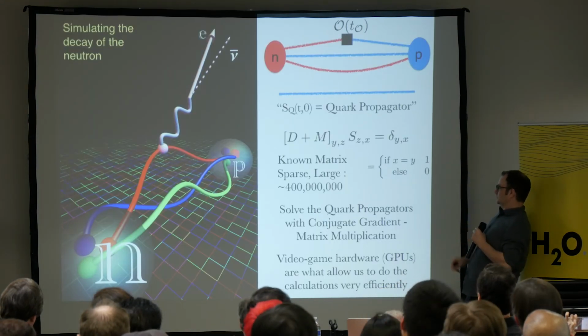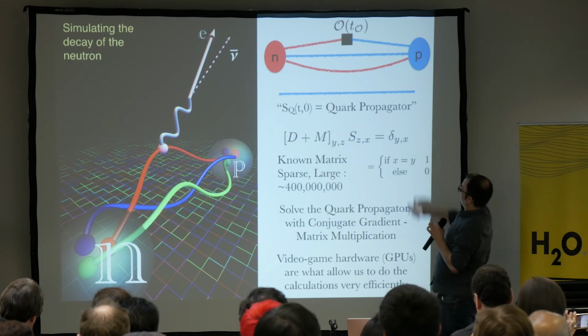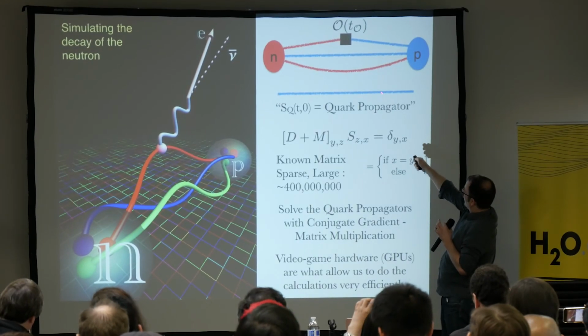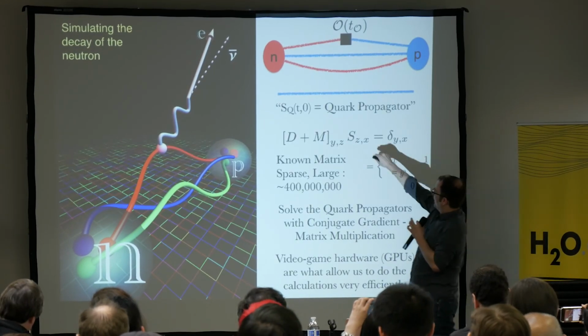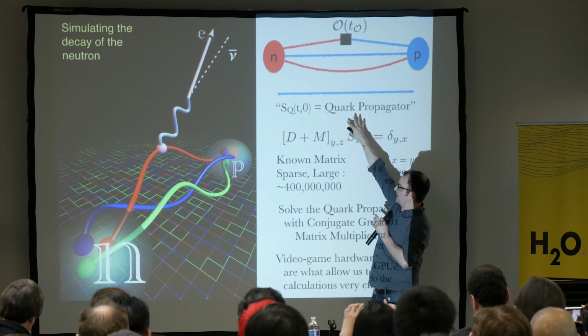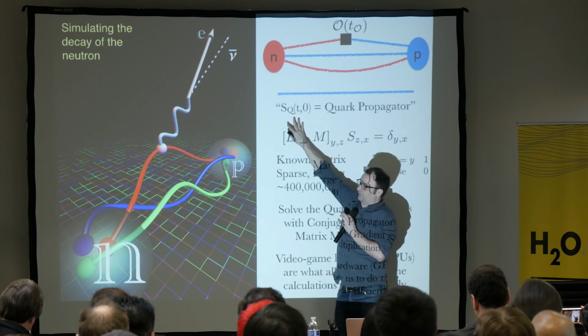Okay. If you remember a little bit of linear algebra, this is the slide for you. Here I have a cartoon of a neutron and a proton, transitioning a neutron to a proton. Each of these fuzzy lines is what we call a quark propagator. So again, protons and neutrons are made out of quarks. This is the object we need to calculate, solve.